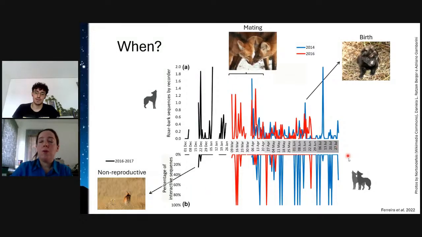But when you see only the sequences in which there was more than one animal interacting at the same time, we can see that they rarely produce those sequences in the non-reproductive season. It's mostly in the reproductive season, which indicates it has something to do with reproduction, of course.